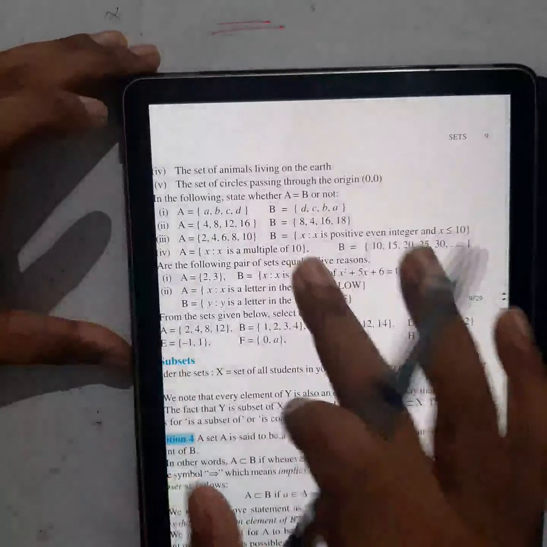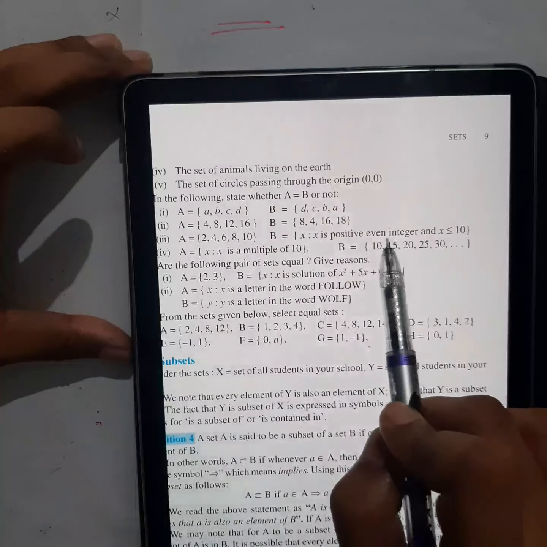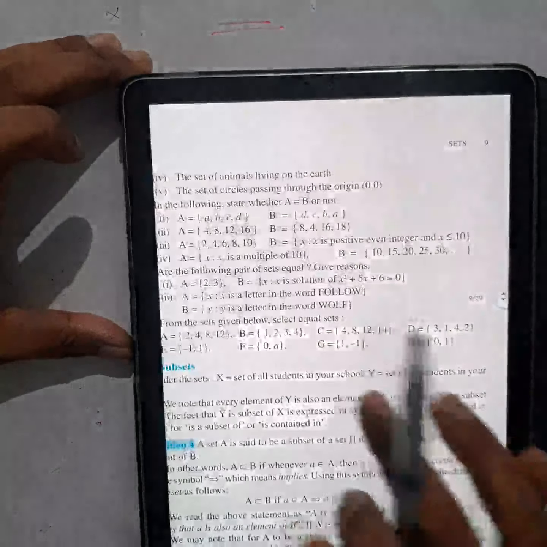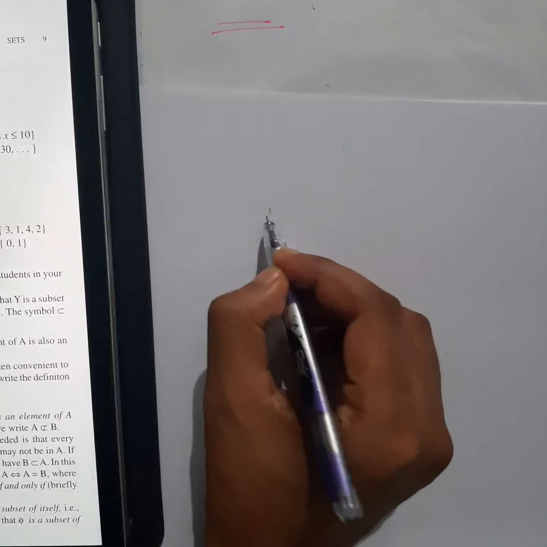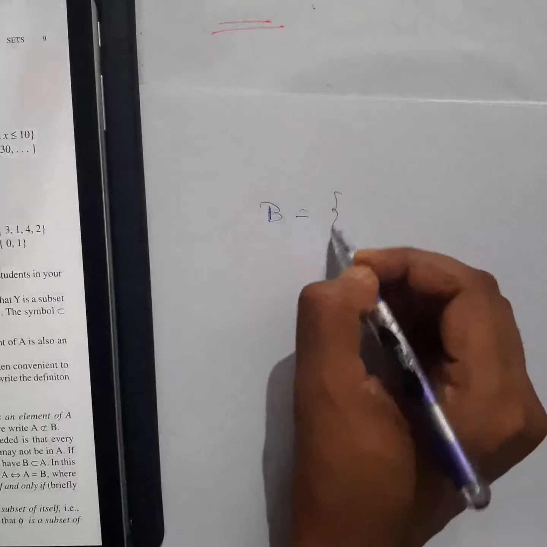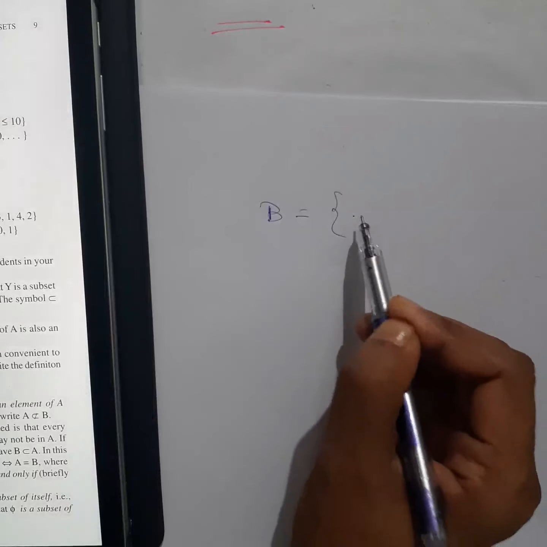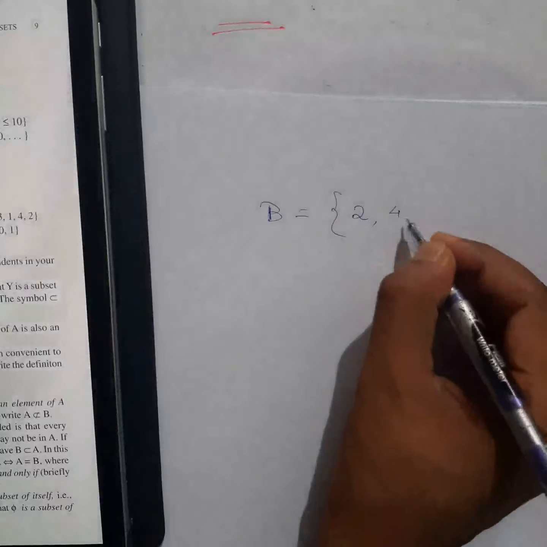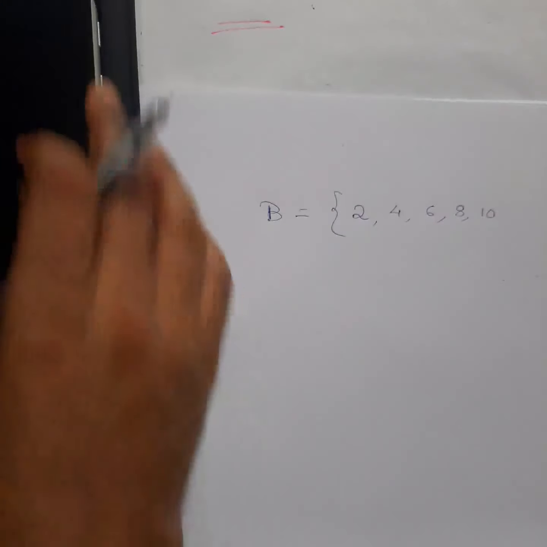So B, what have they said? B's element is X. Now what is X? X is a positive even integer and X is less than or equal to 10. Positive even integers are what? If I don't see this restriction, X less than or equal to 10, then B will have what elements? They have said X is a positive even integer. So positive even integers are what? First positive even integer is 2, then 4, then 6, then 8, then 10. It will go on like this, right?